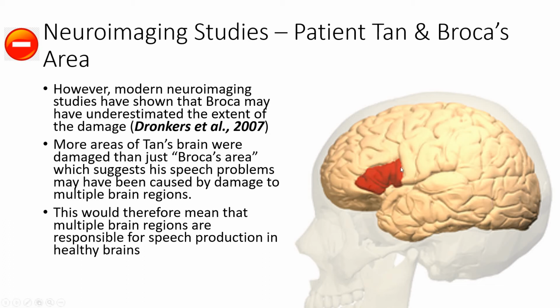What this means is that more brain regions were damaged, which means that maybe it wasn't just the damage to Broca's area which was causing issues with speech production, but actually multiple different brain regions were all involved. This would obviously therefore mean that multiple regions are involved in speech production. Therefore, we can't say that speech production is localized to one specific area.